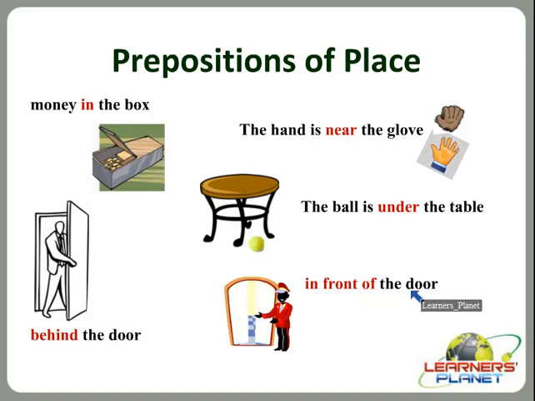Next, in front of the door. He is standing in front of the door. So where is he standing? In front of the door. In front of together becomes a preposition of place. Last one, behind the door. Where is he standing? Behind the door. The door is in front of him. So behind becomes a preposition of place. Let's revise all the prepositions of place: in, near, under, in front of, behind.